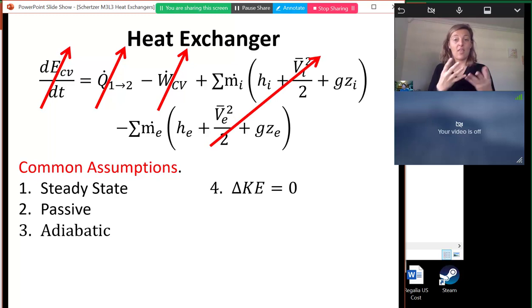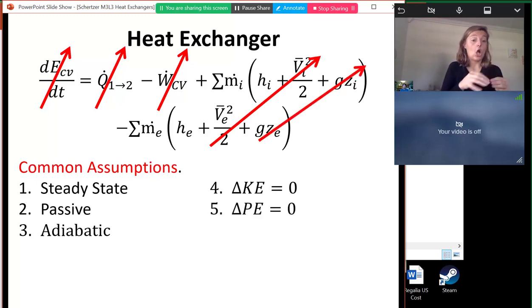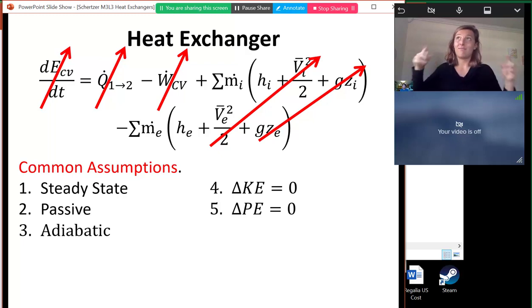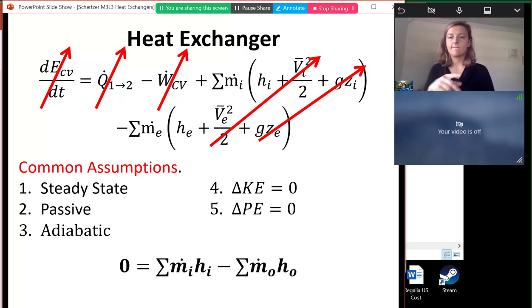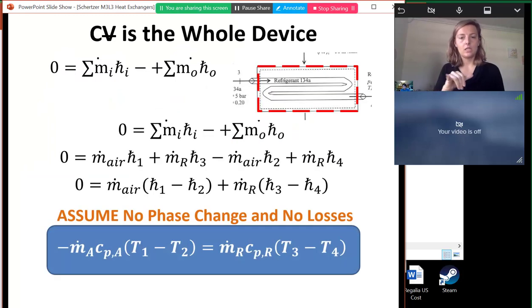Like most problems in thermodynamics, we would have neglected changes in kinetic and potential energy, assuming that these were small compared to the changes in the enthalpy. So when we do that, we see from thermo that the sum of m dot times the enthalpy in minus the sum of m dot times the enthalpy out is equal to 0. This is just saying all the energy that comes in goes out.